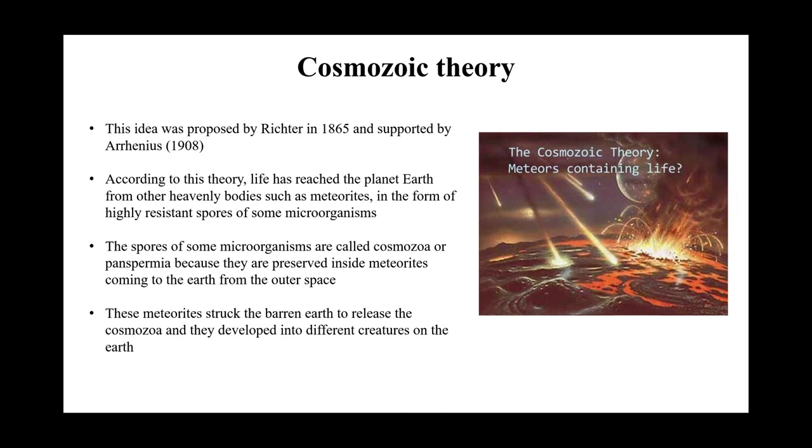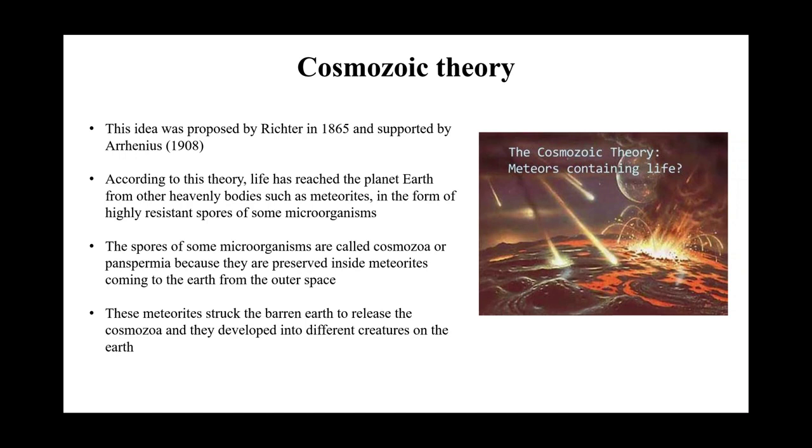Then the other theory is also called the cosmozoic theory, where they believe that all these organisms that we see did not evolve on the planet Earth. They were from some other part of the solar system or universe, and they just came to be on this planet by several meteorite attacks. It was given by Richter and Arrhenius, because they found several meteorites which had amino acid constituents similar to what we find in living organisms here.